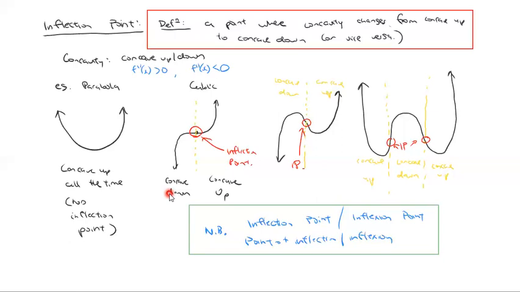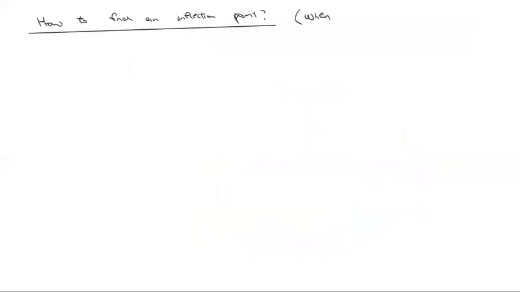Equals 0. Right. So to find an inflection point, what you would need to do is let the second derivative equal 0. Which of course means your first job is to find the second derivative. All right? And that would give you some points, which you then may be able to solve for an inflection point.